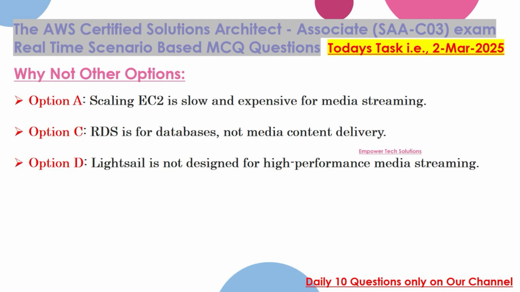Why not other options? Option A, scaling EC2 is slow and expensive for media streaming. Option C, RDS is for databases, not media content delivery. Option D, Lightsail is not designed for high-performance media streaming.